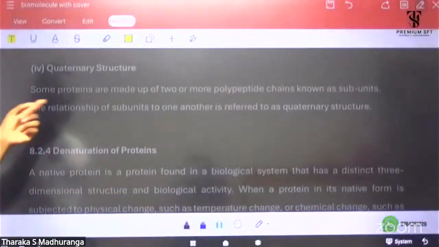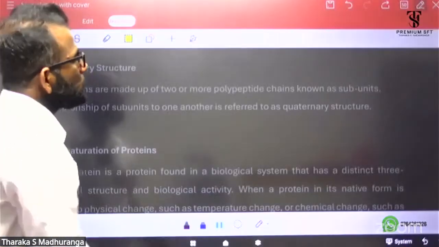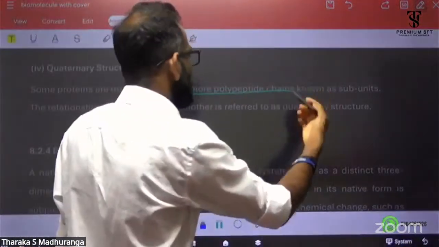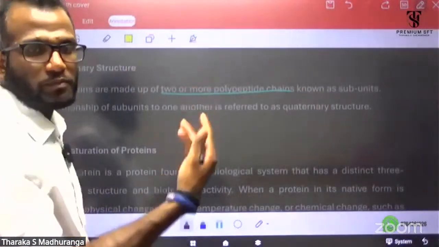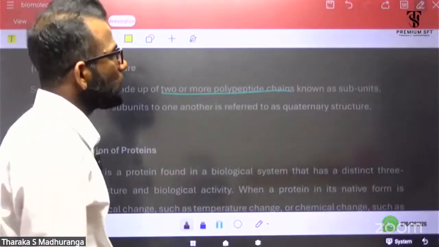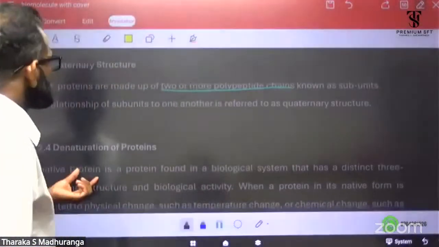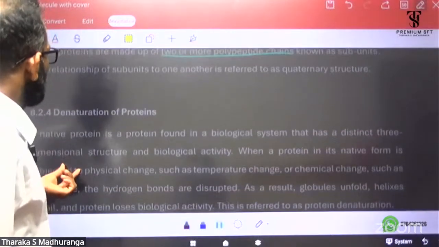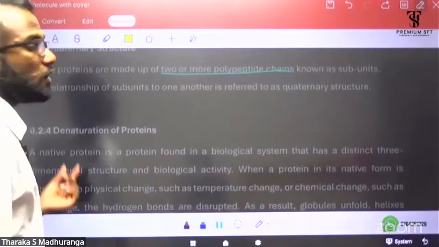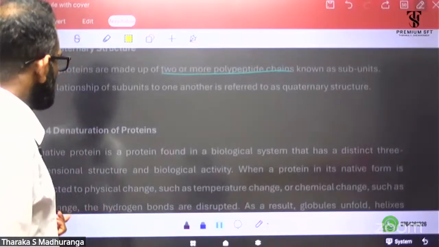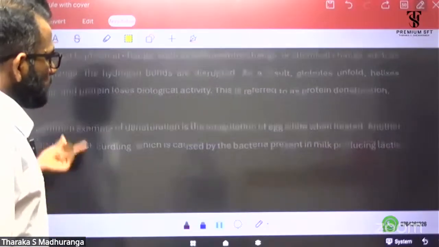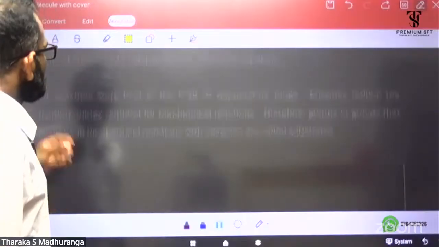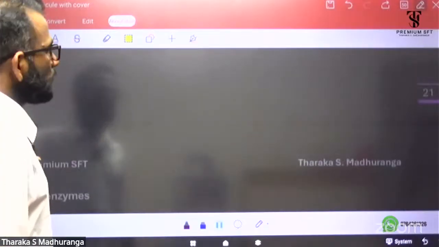Quaternary structure. Some proteins are made up of 2 or more polypeptide chains, actually more than 2. Two or more polypeptide chains are referred to as quaternary structure. Hemoglobin is an example. Okay.